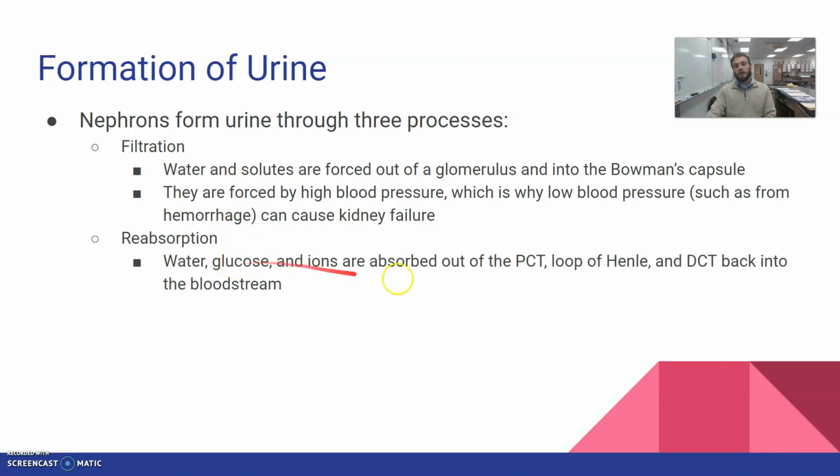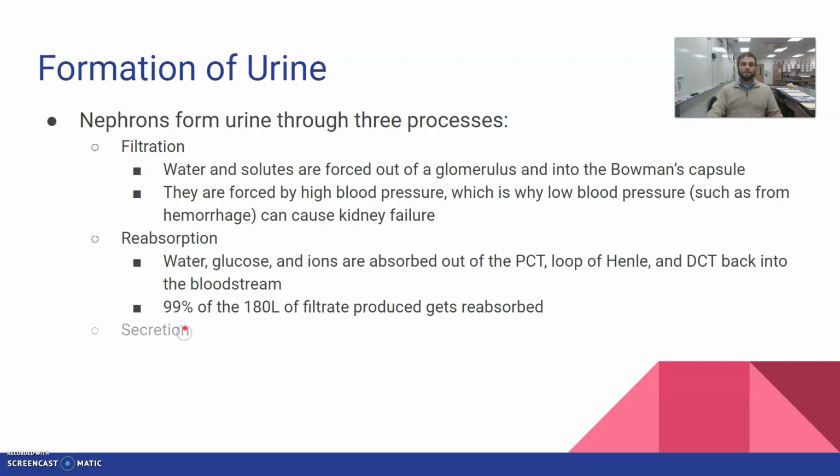Other things as well, things like glucose, are also going to be put back into your bloodstream. They were forced out, but they're going to get pushed back in. And in fact, 99% of the material that gets pushed out is going to get reabsorbed. So all that water, glucose, salts, and things like that are going to get reabsorbed. So approximately 180 liters of material get pushed out of your blood, but 99% of them are going to get pushed back into your blood.